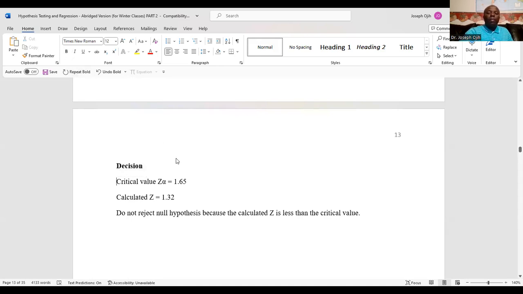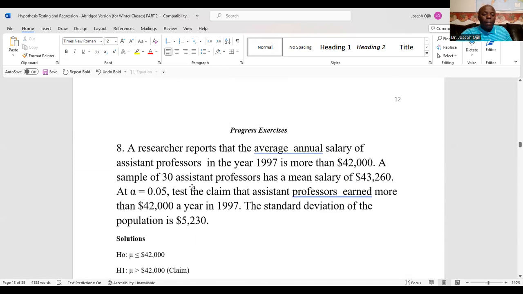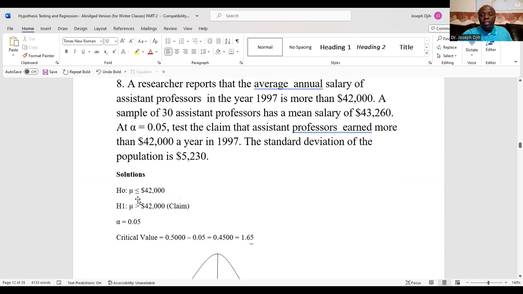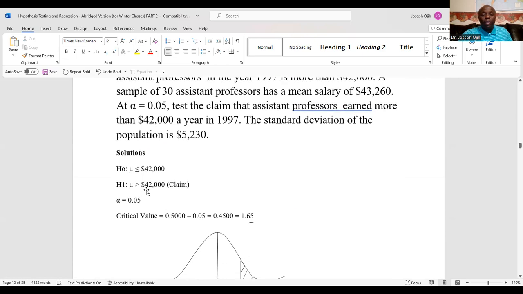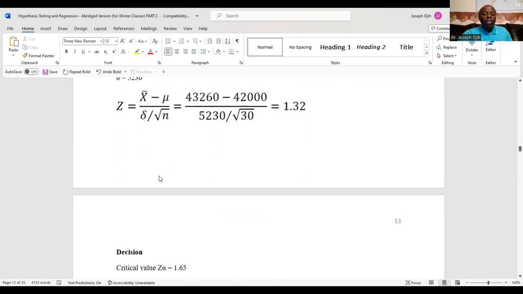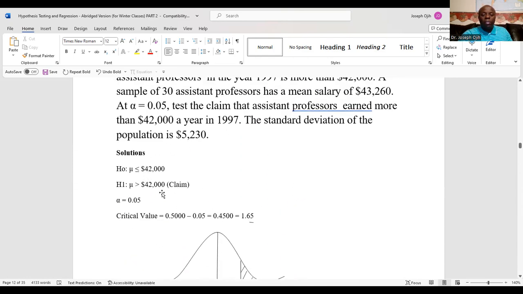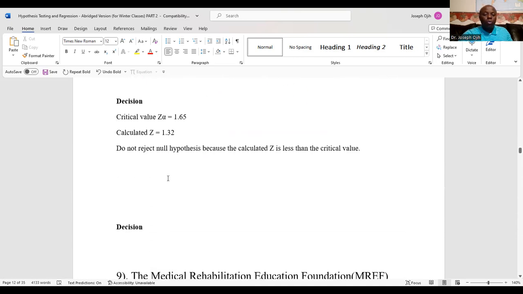Now remember, our null hypothesis is that the average salary is less than or equal to 42,000. But the claim is that it is greater than 42,000. But it says here, do not reject the null hypothesis. So we are not rejecting the null hypothesis. That means this claim is incorrect. So that's our final conclusion.